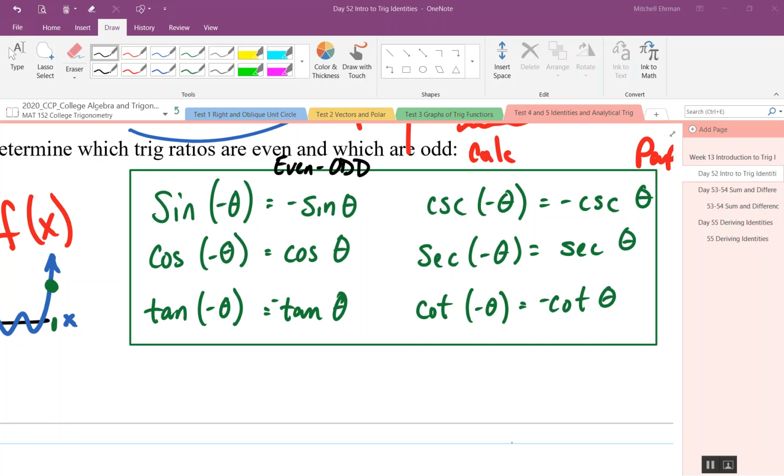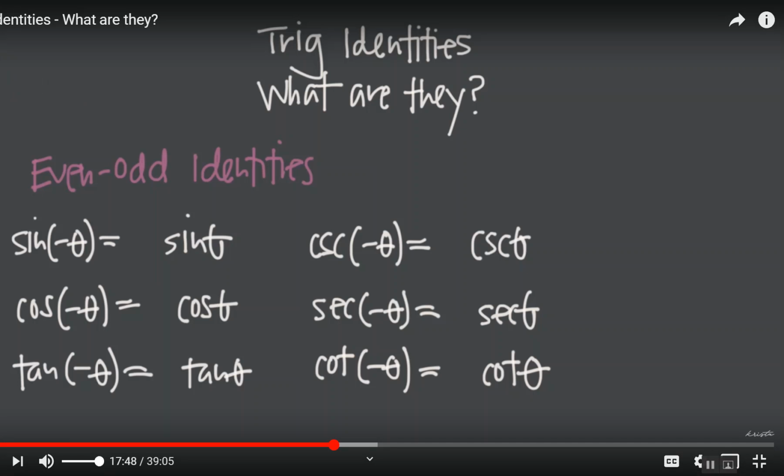So I'm going to go back to the video now, and we'll finish listening to her perspective on this set of identities.